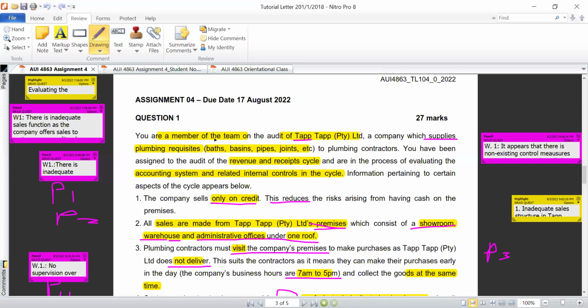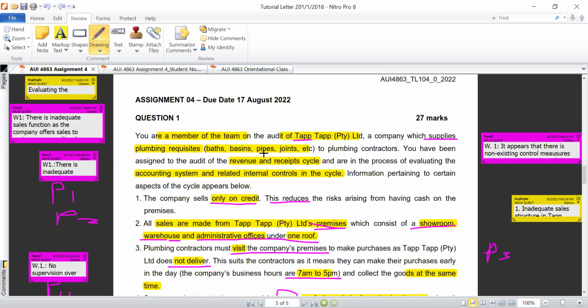Now, we are told you are a member of the team on the audit of TAP Pty Limited, a company which supplies plumbing requisites, such as baths, basins, pipes, joints, etc. So this company is supplying such materials. Notice they are not producing these items, which tells me something. It means this is more of a retail entity. Why? Because they are buying a finished product for resale.